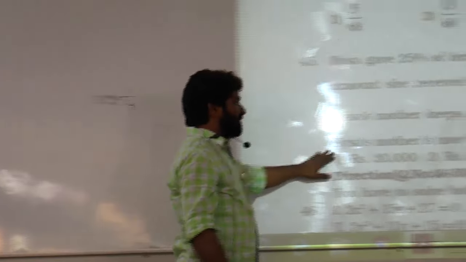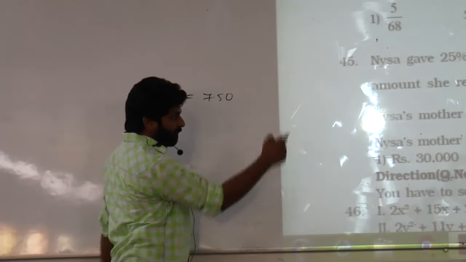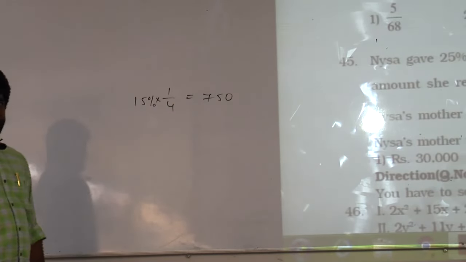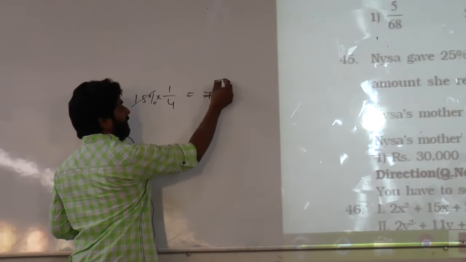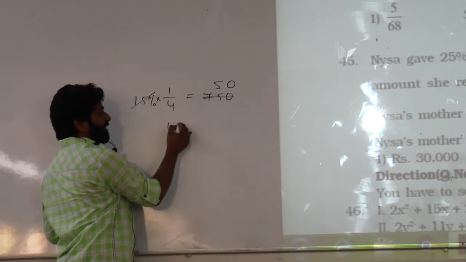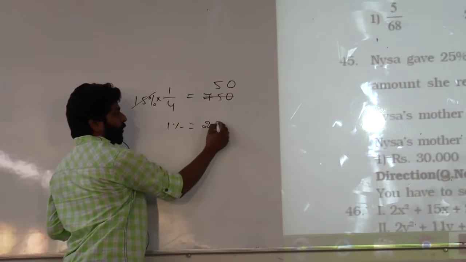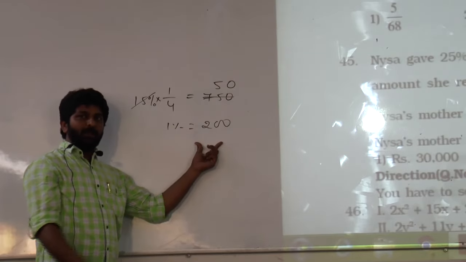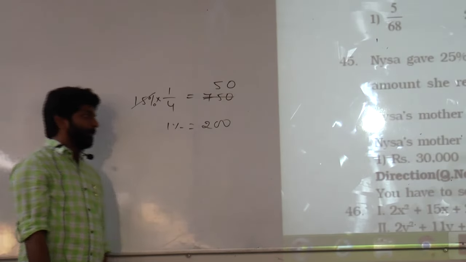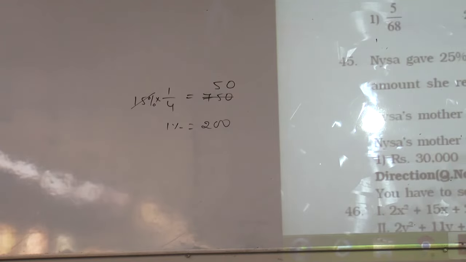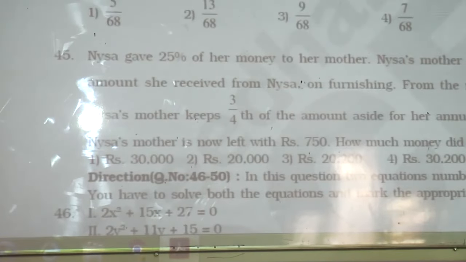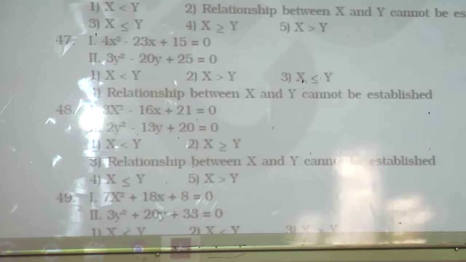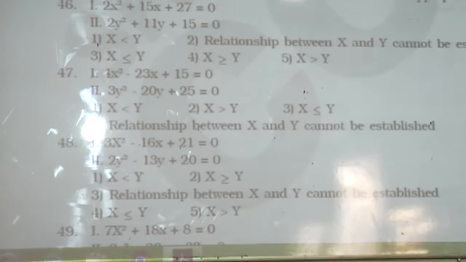And Naisa's mother is now left with 750. This is equal to 750. How much money did Naisa have initially? In the sense, you are asked about 100%. 15, how many times? 50 times. So 1% is equal to 50 into 4, 200. 10% is 2000. 100% is 20,000. Clear? Next, 46 to 50, quadratic. Any particular question? Sure.